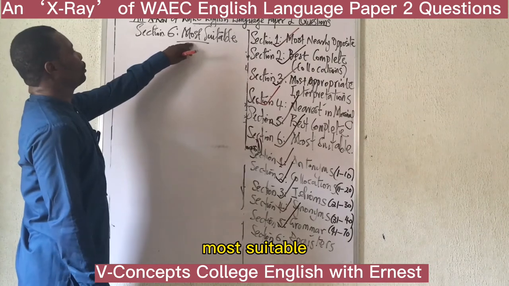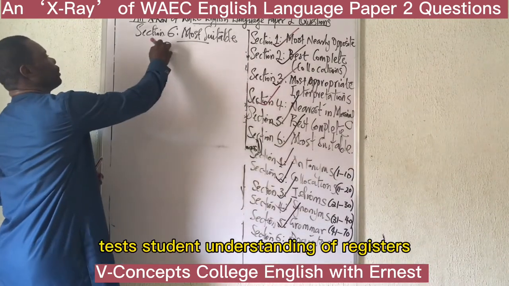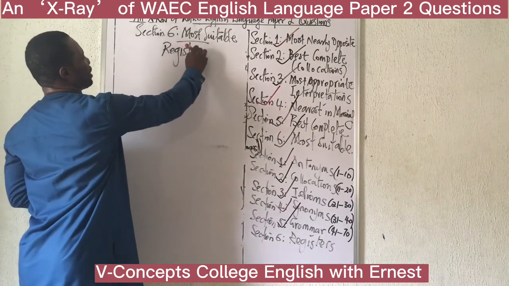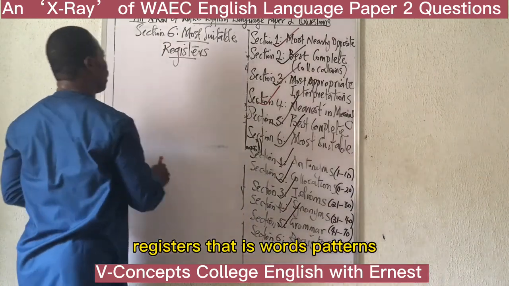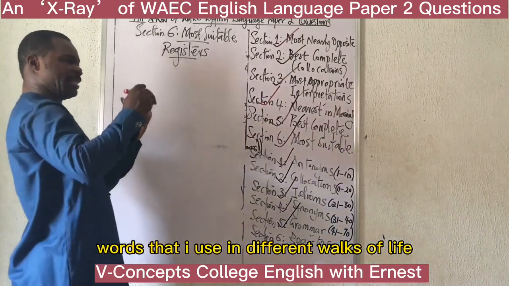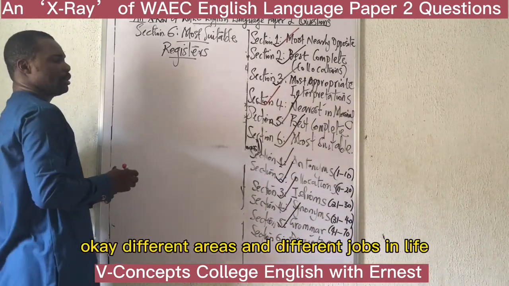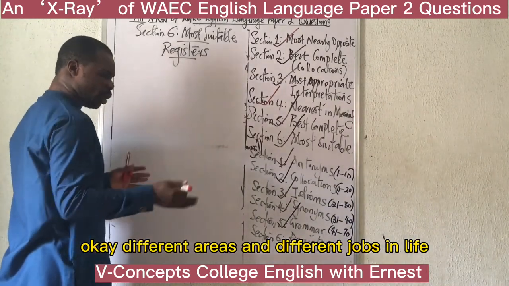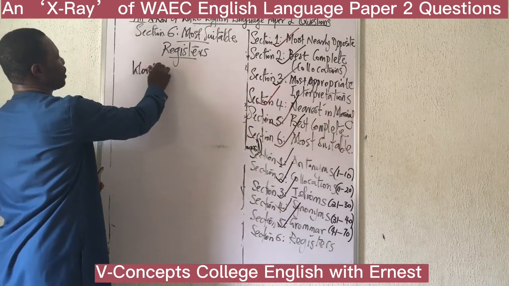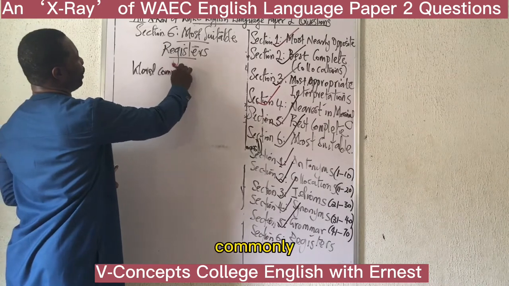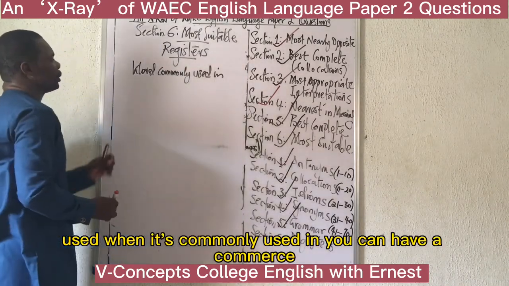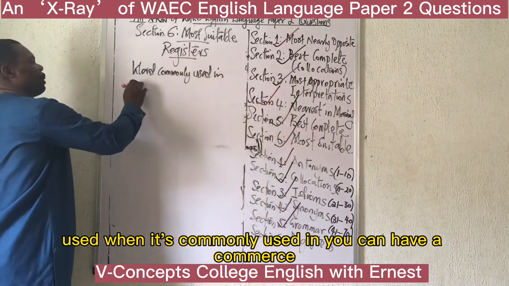So go over to the last section, which is most suitable. This section of the exam tests student understanding of registers, that is words parlance. Words that are used in different walks of life, different areas and different jobs in life. Like talk about words commonly used in commerce.